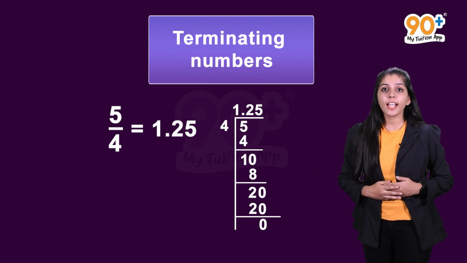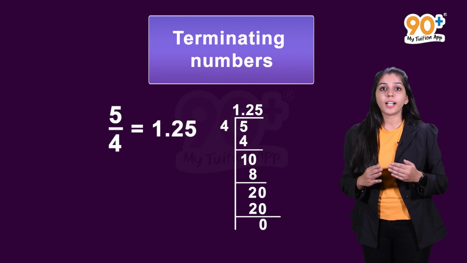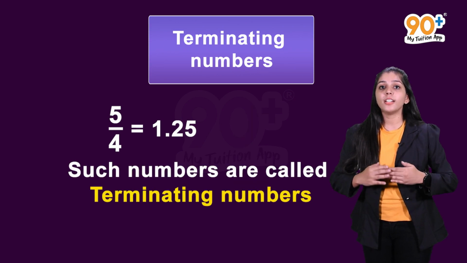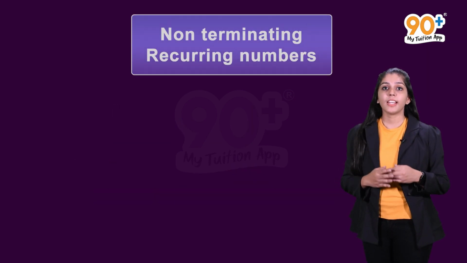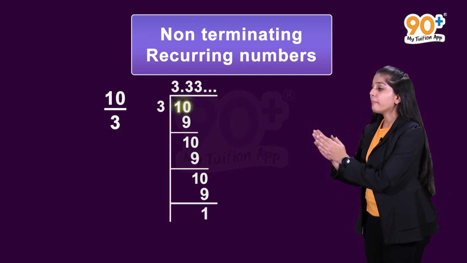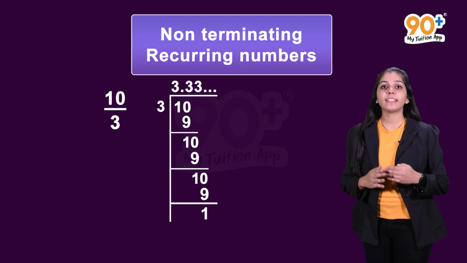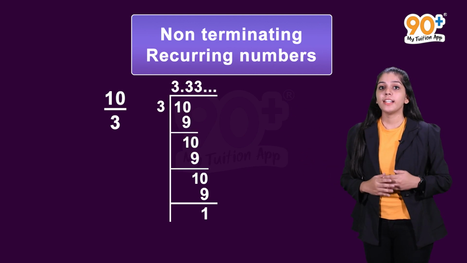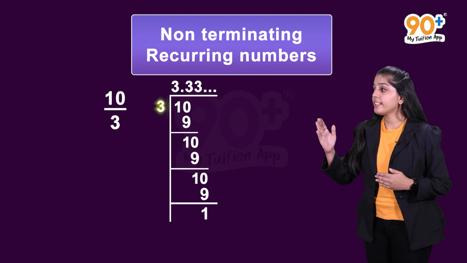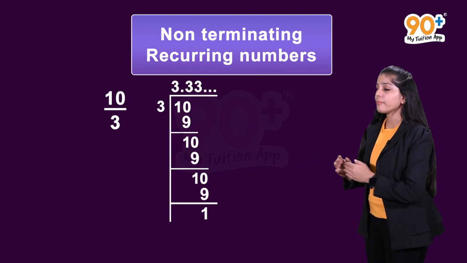You can easily observe that the process terminates after certain steps. That means the remainder is becoming 0. Such numbers are called terminating numbers. Now consider 10 by 3. Let's divide 10 by 3. We get 3 into 3 is equal to 9 and the remainder is 1. Let's put a decimal point and make this 10. Now again 3 into 3 is equal to 9 and the remainder is 1.